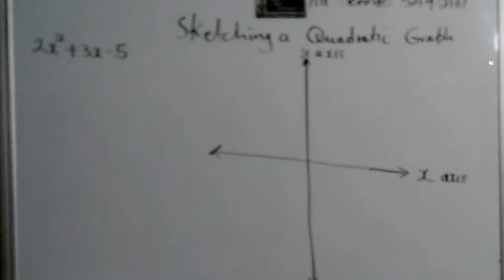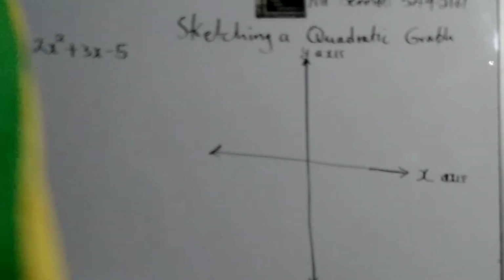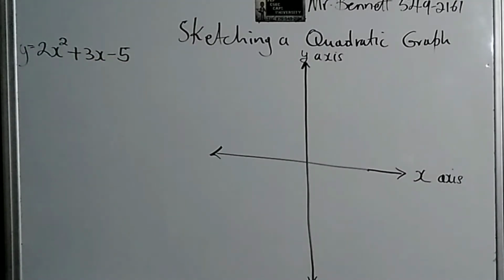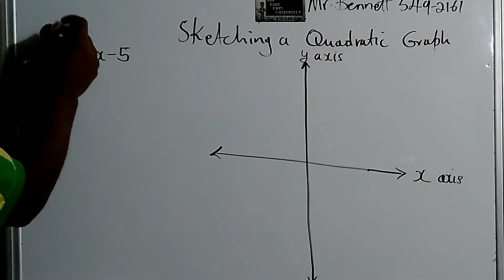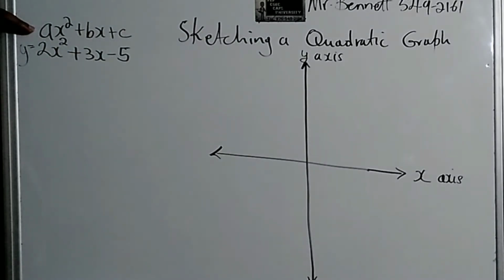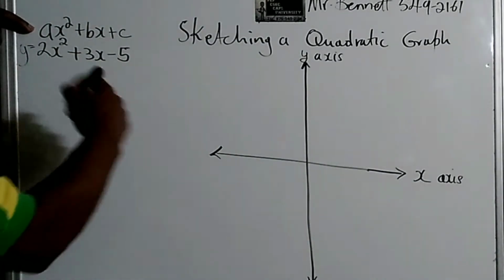Now we're going to be sketching the graph y is equal to 2x squared plus 3x minus 5. Now when we're sketching a graph, there are some important things that we need to know. This number, whether positive or negative, will tell you the orientation of the graph. What do I mean by that? If this is positive, as it's in this form, ax squared plus bx plus c, if a is positive, the graph will turn up.